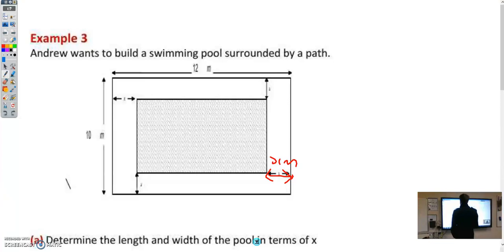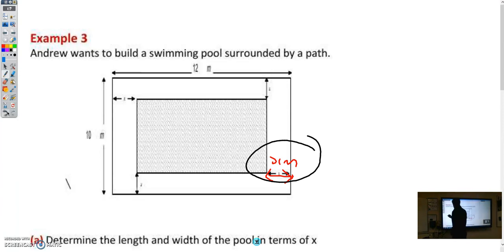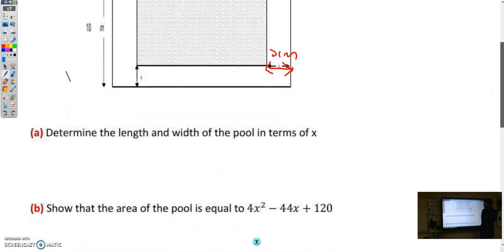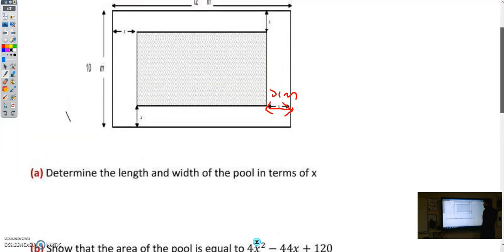All right, Year 10s, continuing on with our applications of quadratics, we have example 3. Andrew wants to build a swimming pool surrounded by a path. We have the measurements given as 10 meters being the width of the entire area, 12 meters being the length of the entire area. This is including the walkway. The walkway has a width of X meters, so we need to take that into account. Determine the length and width of the pool in terms of X.